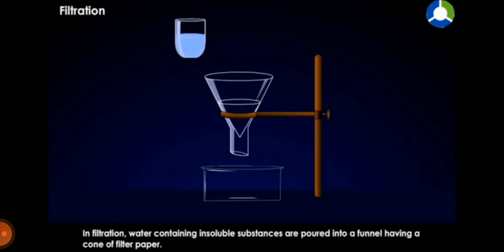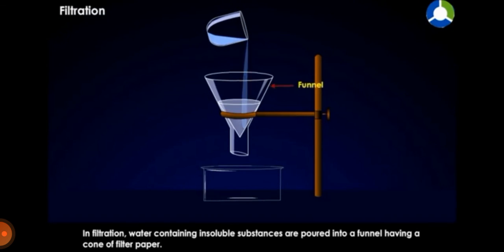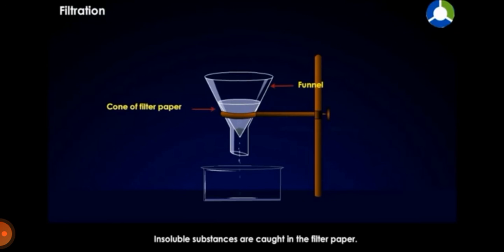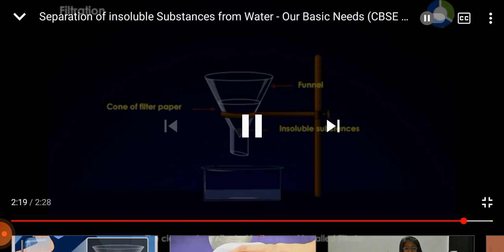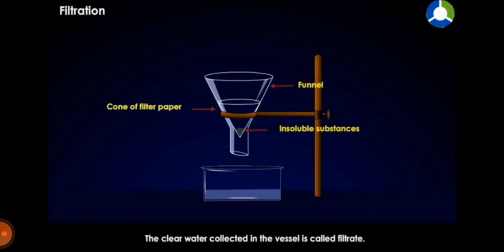Filtration. In filtration, water containing insoluble substances is poured into a funnel having a cone of filter paper. Insoluble substances are caught in the filter paper. Filter paper has very tiny openings in it, so that even the smallest particles of any impurity in water cannot pass through it. The clear water collected in the vessel is called filtrate.